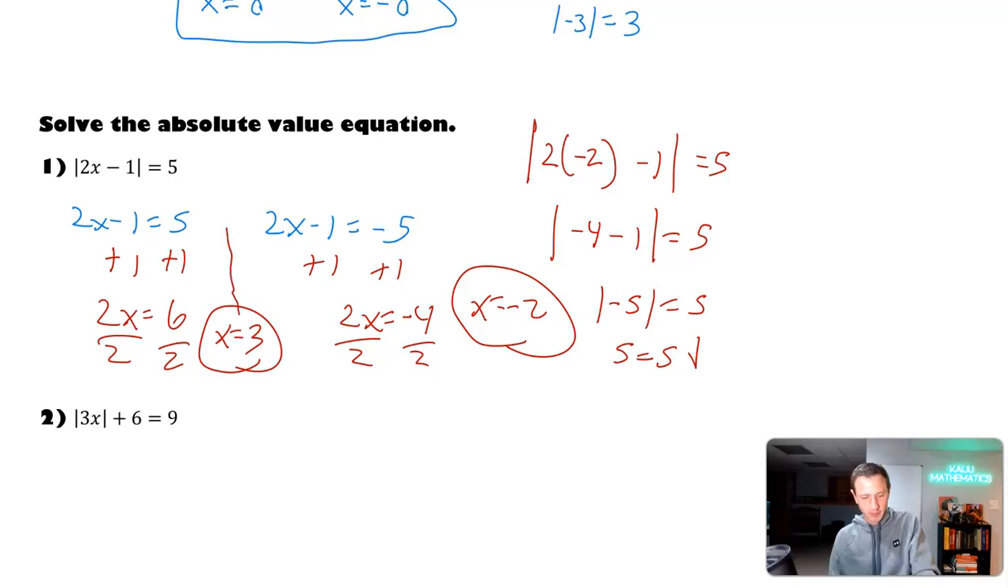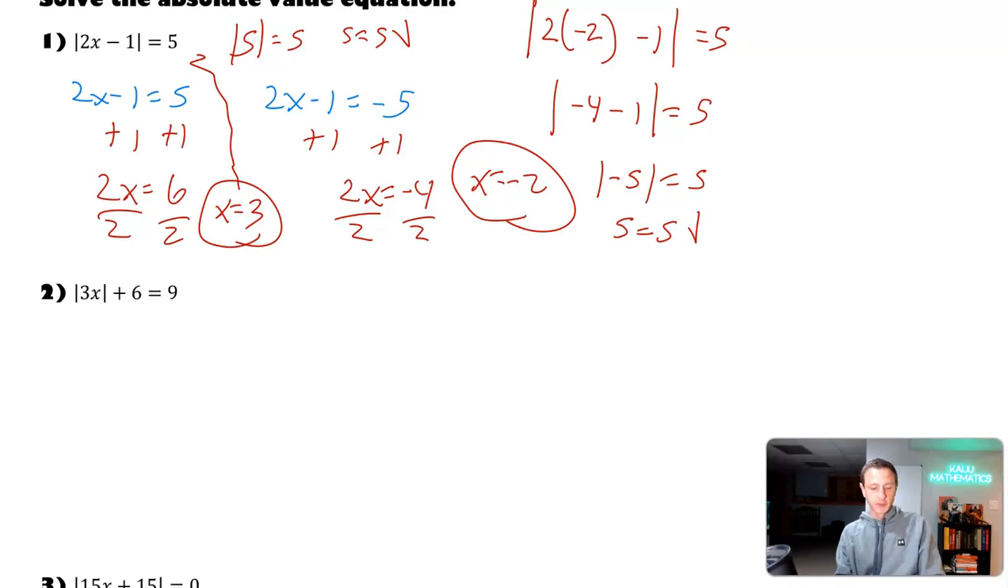Same thing with 3. If I were to do that one, 3 times 2 is 6. 6 minus 1 is 5. Absolute value of 5 equal to 5. 5 equals 5. So we could have two potential solutions there. So it's x equal to 3 or x equal to negative 2.